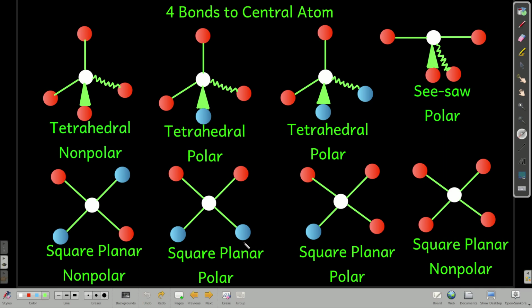Now, if we have two atoms that are different than the other two, we have two possibilities. It depends upon where those atoms are. If they're like this, then the poles will not cancel, and this will be a polar molecule. But if they're opposite each other, like this, the poles do cancel, and now it's nonpolar.